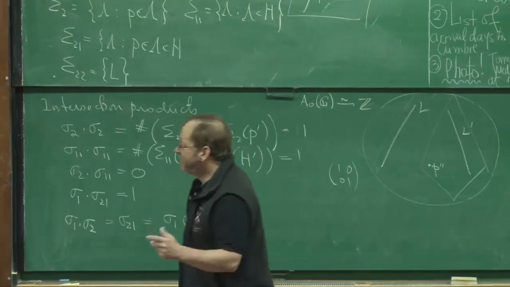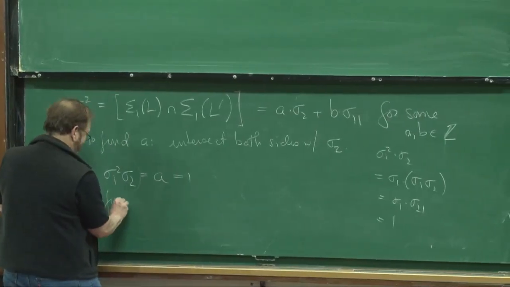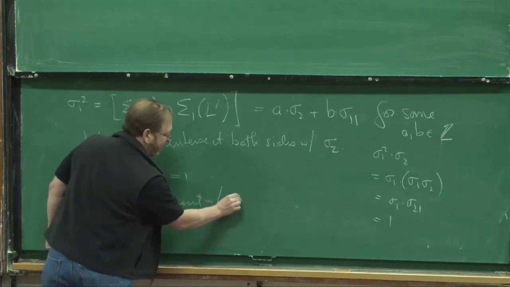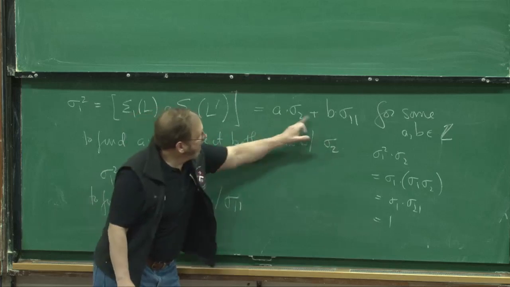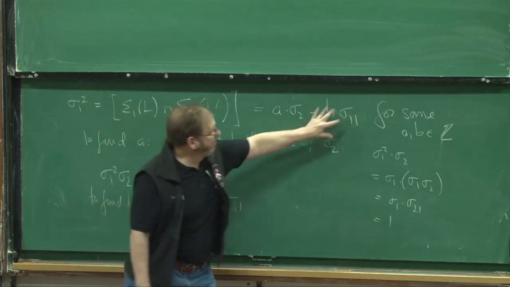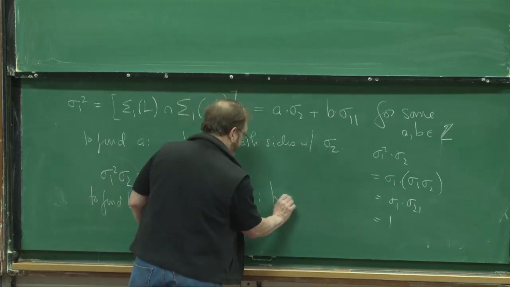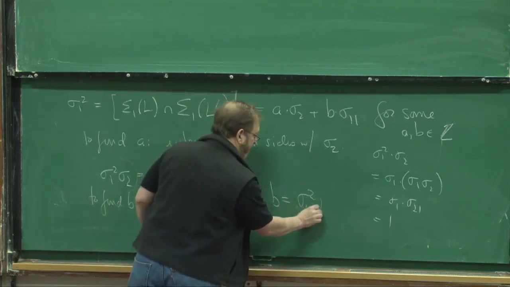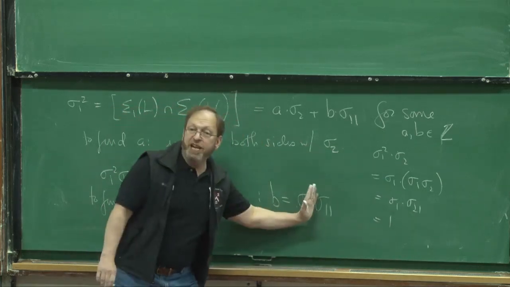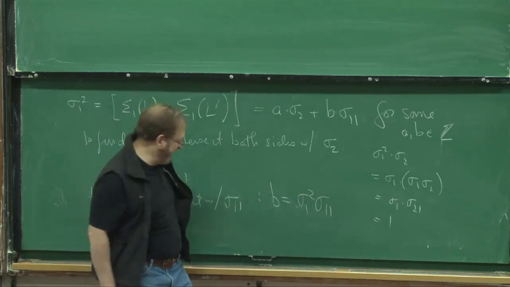And we can play the same game to find B. We intersect with the cycle sigma 1, 1. And again, when we look on the right, that has the effect of eliminating this term, because the intersection product is 0, and it just returns the value B. So what we get is that B is just the product sigma 1 squared times sigma 1, 1. And you can also do this another way. You can just re-parenthesize this triple product, and use what we've already calculated.